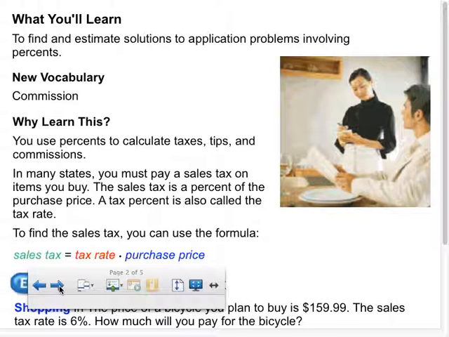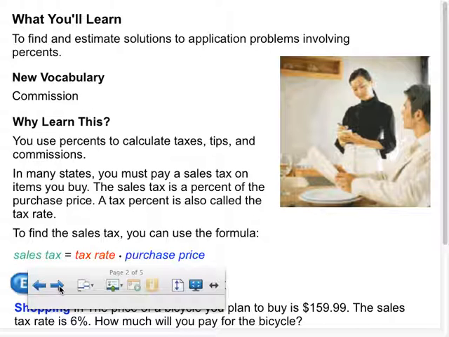Okay, so a tip isn't necessarily just at a restaurant. You could tip somebody because you think they did a good job. Does that make sense? Usually at a restaurant, you should tip about 15%, maybe a little more if you think they did a really good job, a little less if you think they did not so good of a job. So let's go ahead and take a look at this.